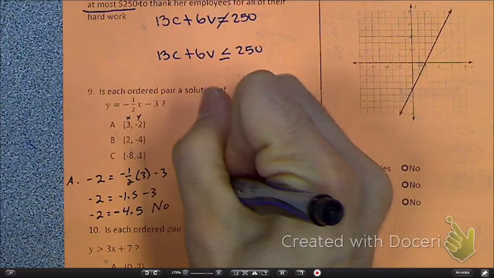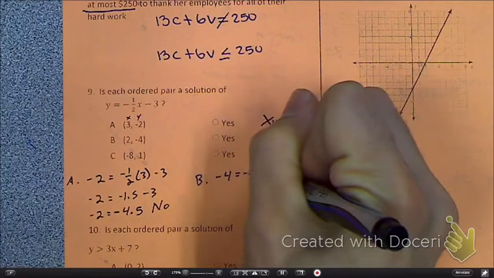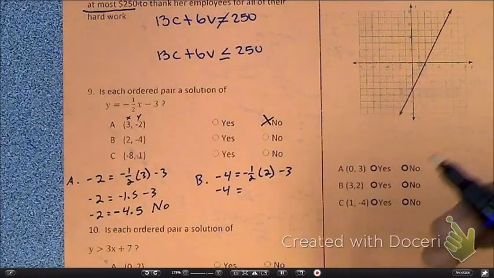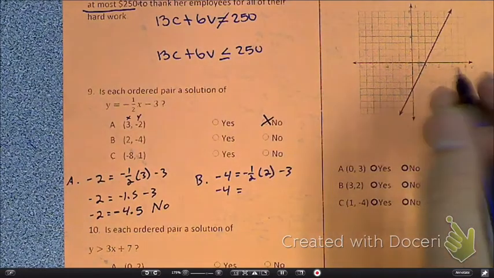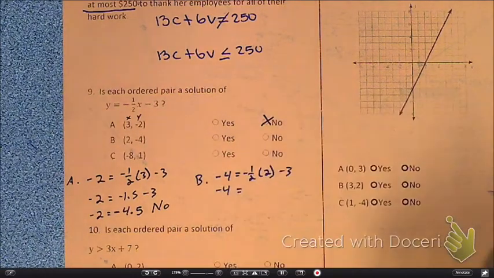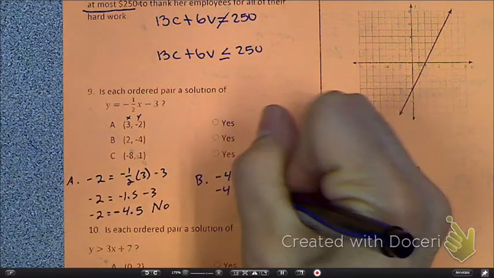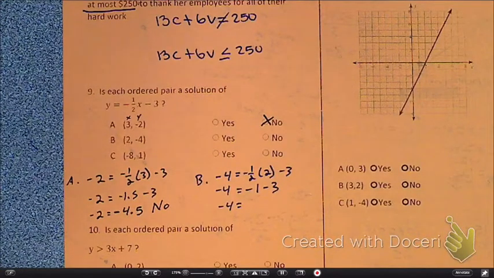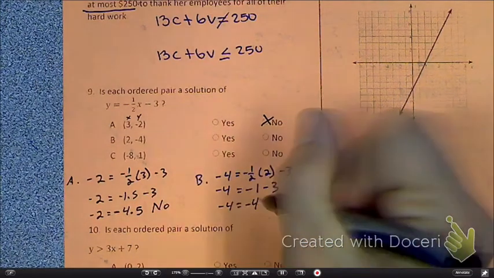For B, same thing. Negative 4 equals negative 1/2 times 2 minus 3. Negative 1/2 times 2 is negative half. What is half of 2? 1. Negative 1 and negative 3 makes negative 4. Is this true? Yes.